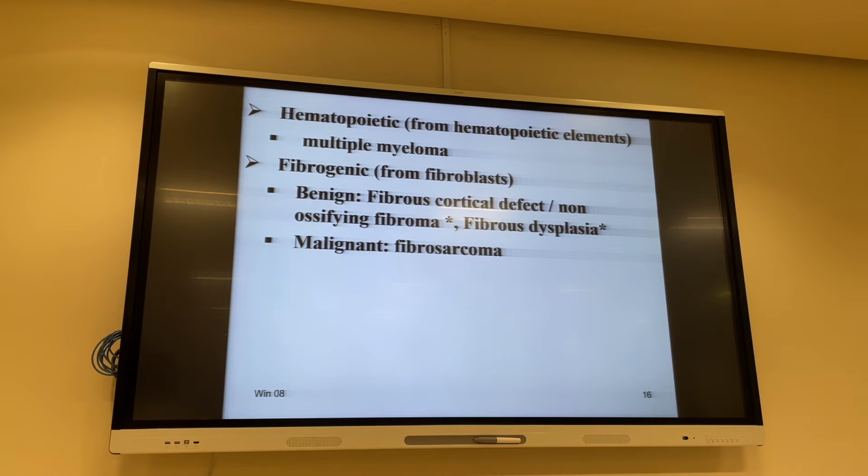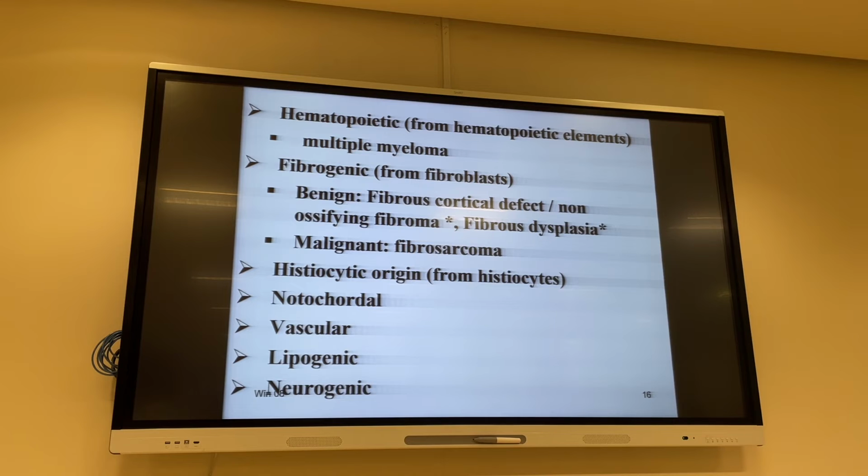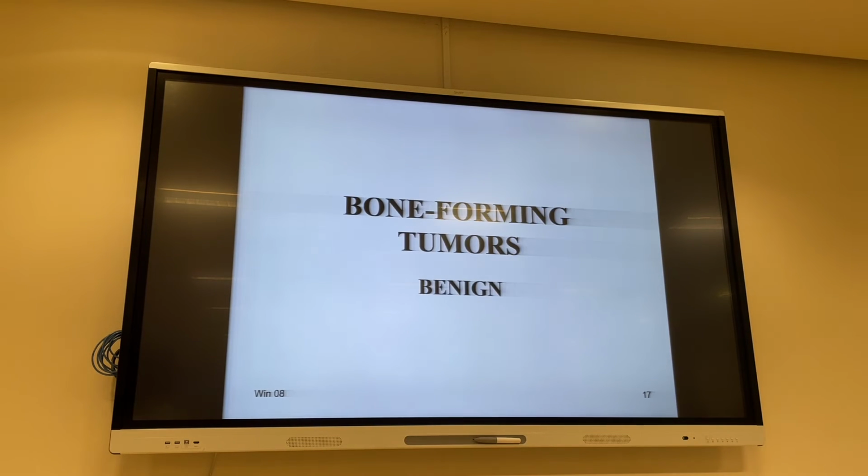Fibrogenic tumors arise from fibroblasts. It could be in the form of a benign tumor, such as a fibrous cortical defect, or actually a malignant tumor, as sinister as fibrosarcoma. Histiocytic tumors arise from histiocytes. Notochordal tumors give rise to what is known as chordomas, courtesy of the physaliphorous cells. All right, vascular tumors, again, you have a benign vascular tumor versus an angiosarcoma. Lipogenically derived tumors, such as what you see in a lipoma or a liposarcoma. And then, when it comes to soft tissue, there's a long list of neurogenically derived tumors.